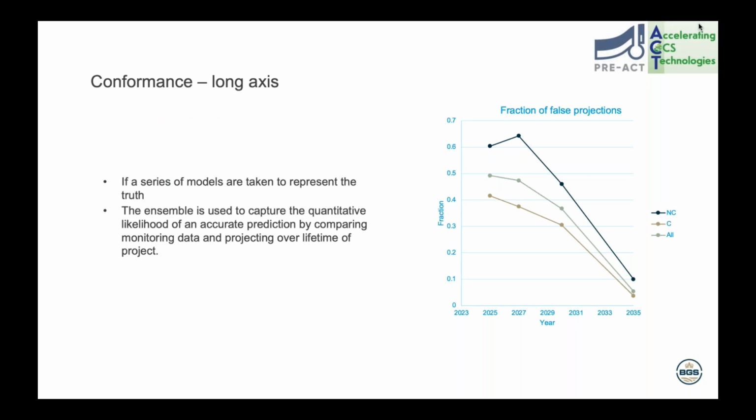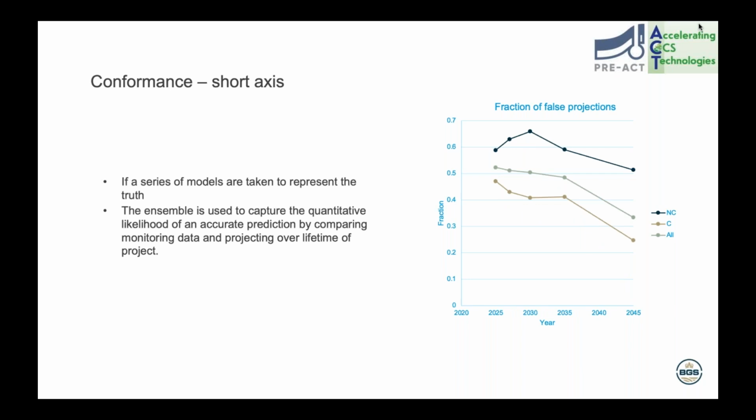And if we take a single model to represent the truth, or a series of single models to represent the truth, we can compare our monitoring response at set times and look at where results lead us to the correct conclusion of conformance. And the ensemble here is used to capture the likelihood of an accurate prediction. We can see, as we expected, that the graph on the right shows that the example assessed along the long axis falls dramatically with time, allowing us to provide information on the most suitable time to undertake measurement campaigns, improving site cost effectiveness. Next slide, please.